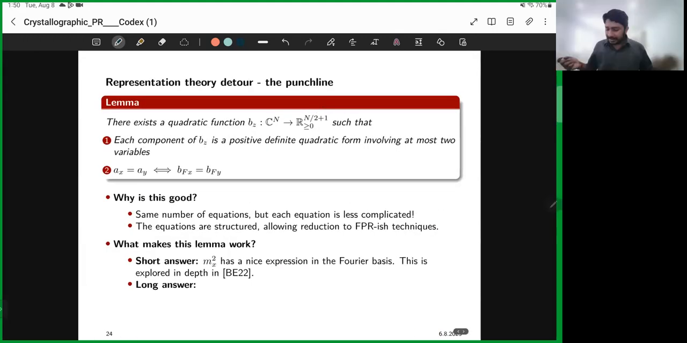Okay, and what makes this lemma work? The short answer is that the second moment has a very nice diagonal expression on the Fourier basis, and Dr. Edidin wrote a paper in 2022 that explores this in depth.